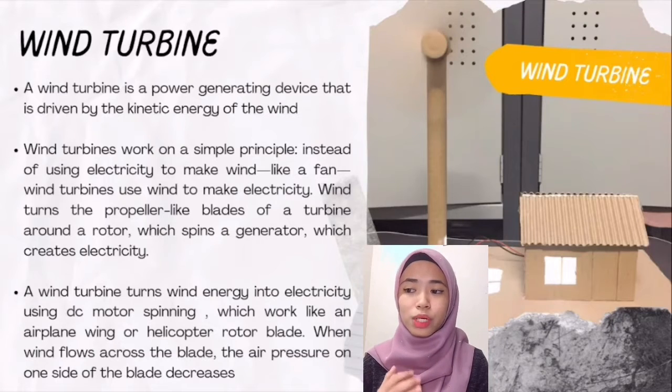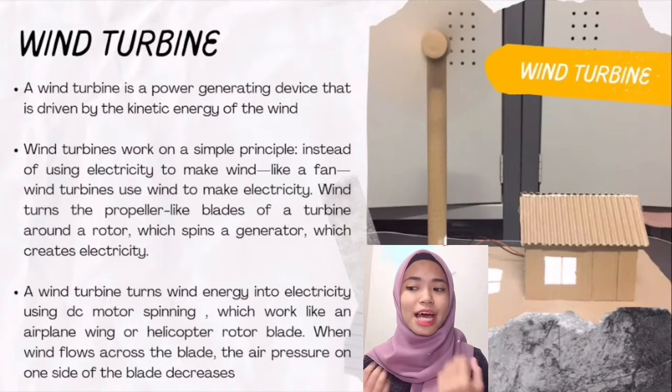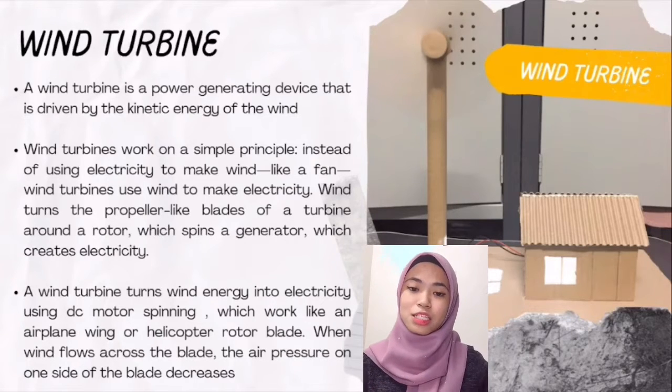Wind turns the propeller-like blades of a turbine around a rotor, which spins a generator, which creates electricity. A wind turbine turns wind energy into electricity using a DC motor spinning, which works like an airplane wing or helicopter rotor blades. When wind flows across the blade, the air pressure on one side of the blade decreases.